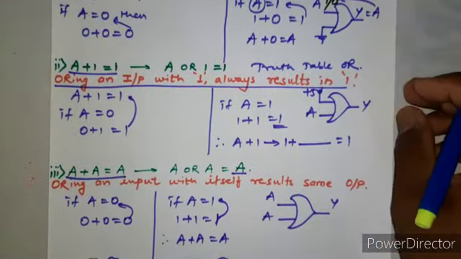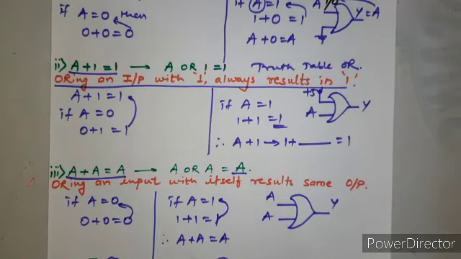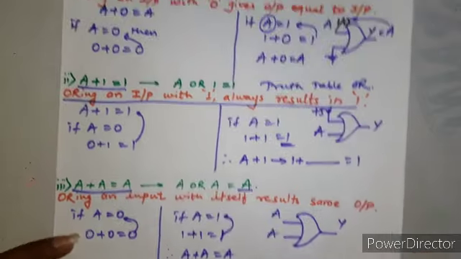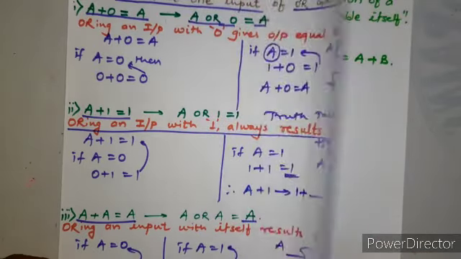So these are some laws, ANDing and ORing laws of Boolean algebra. In the next lecture we'll see some more laws that can be covered.